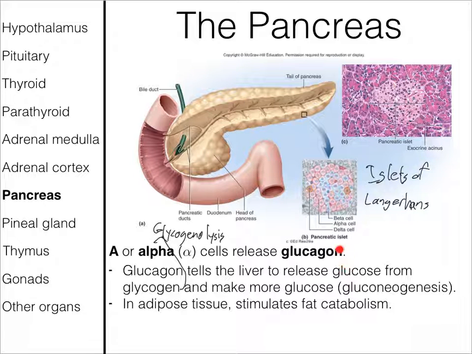In addition, glucagon stimulates fat catabolism in adipose tissue. It causes you to release fat stores. And typically, because fats don't travel in the blood very well, they're very hydrophobic, the adipose tissue will turn the fat into ketones before exporting them into the blood. Those ketones can be used directly by some cells, and the liver can also convert them to glucose through the process of gluconeogenesis. So that's one hormone released by the pancreatic islets. The alpha cells produce glucagon, which releases energy.